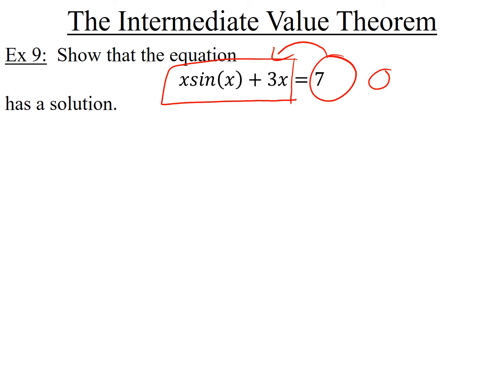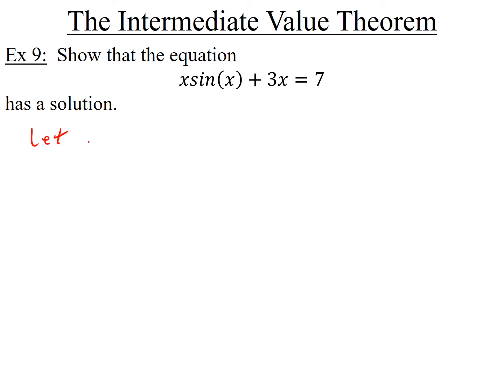So let me see, which way do I want to do this? I'll tell you what, I'm going to do it the first way. I'm going to leave the 7 on the right side, and I'm going to do it that way. And then why don't you try it afterwards where you move the 7 over and you want to get an output of 0? Okay, so let me go ahead and write down what my function is. So we're going to say let f of x equal x sine x plus 3x.